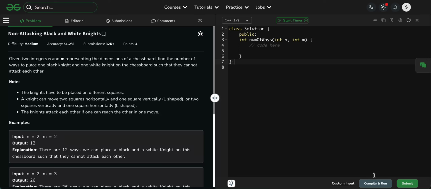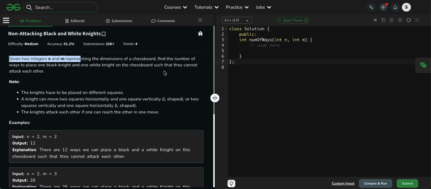Today we solve the problem of not attacking black and white knights, which means not collapsing white and black. The problem says that given two integers n and m representing the dimensions of a chessboard, find the number of ways to place one black knight and one white knight on the chessboard such that they cannot attack each other.